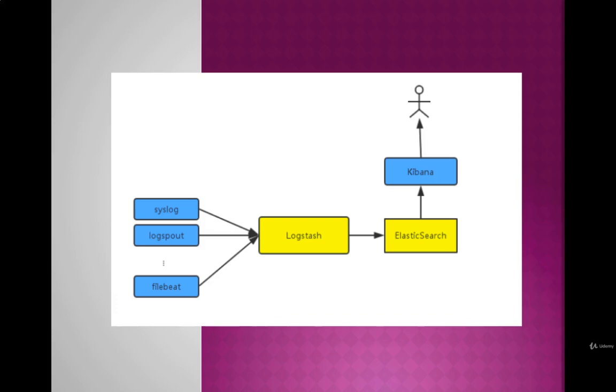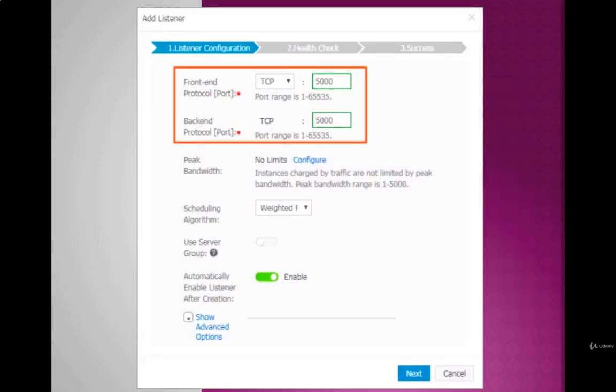Add two listeners for the created server load balancer instance. The front-end and the back-end port mapping of the two listeners are 5000 to 5000 and 5044 to 5044 respectively, with no back-end server added, as you can see on the screen.